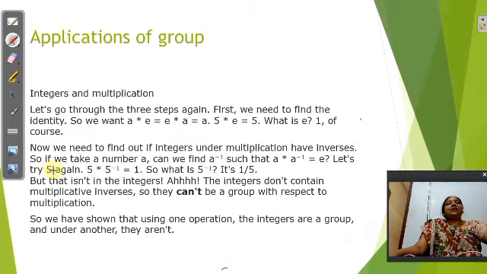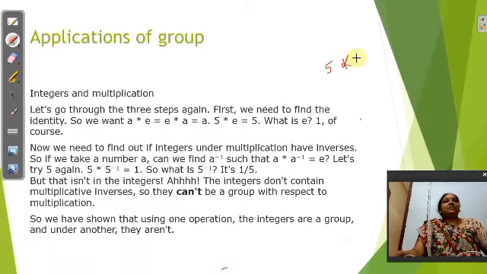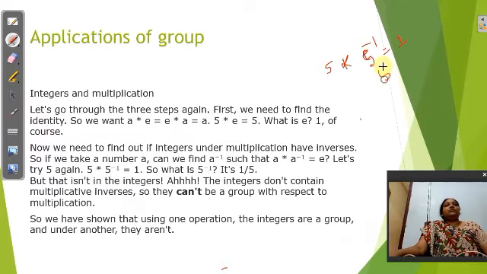Let's try again with 5. 5 into 5 inverse is equal to E. E means 1, I have to get 1. So 5 into 5 inverse, if I have to get 1, the inverse of 5 must be 1 by 5. Only then will I get 1.